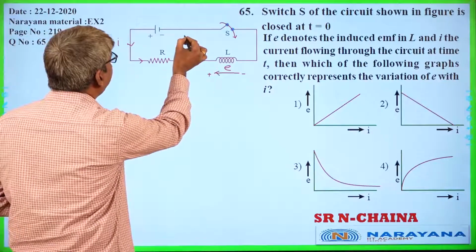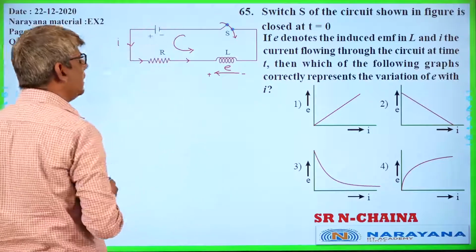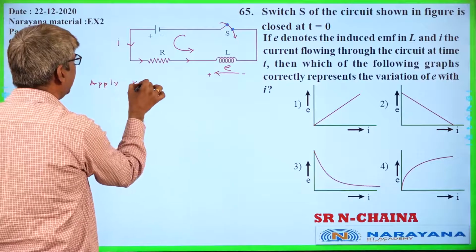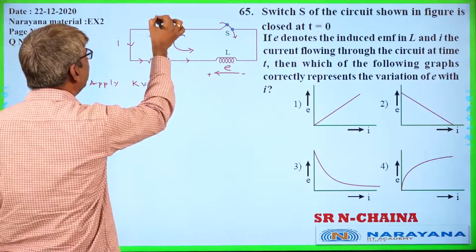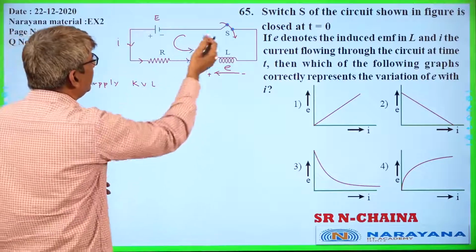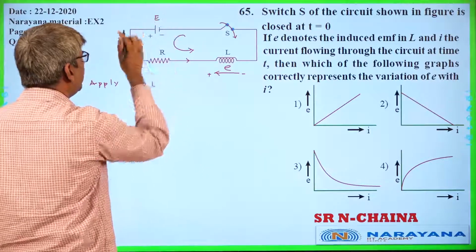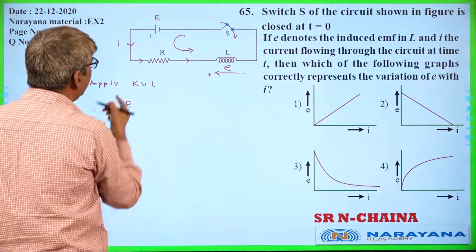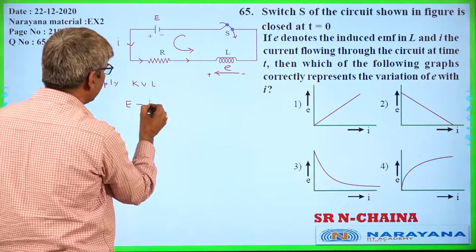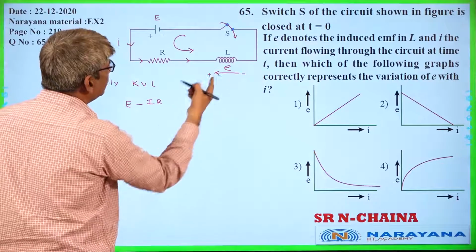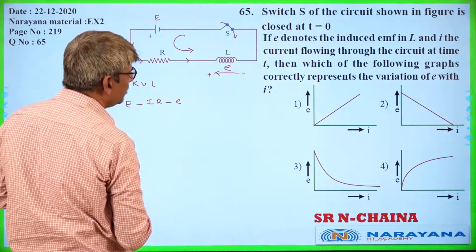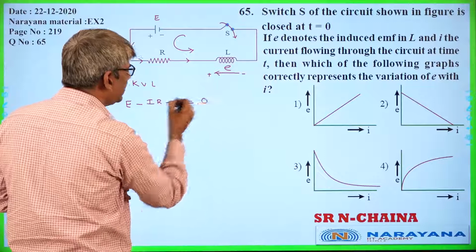For that, apply KVL for the closed loop. Starting from here, let this be capital E, not given, but let it be capital E. We are moving from negative to positive, so potential rise. Here the current is in the direction of the assigned direction, that's why minus iR. Whereas here we are moving from positive to negative, which is a potential drop, minus e, equal to 0.